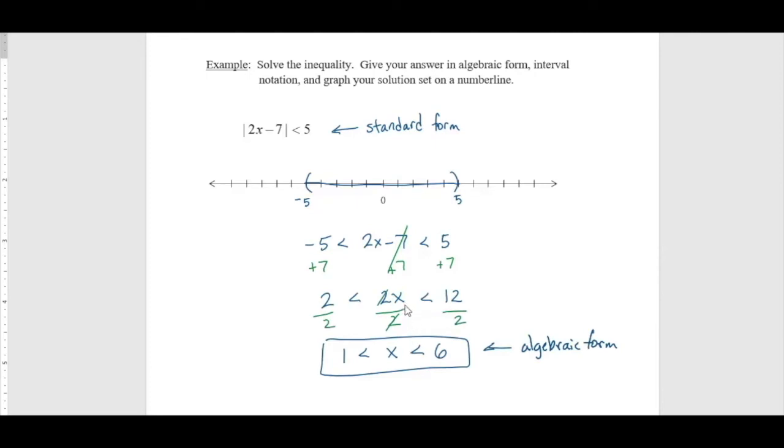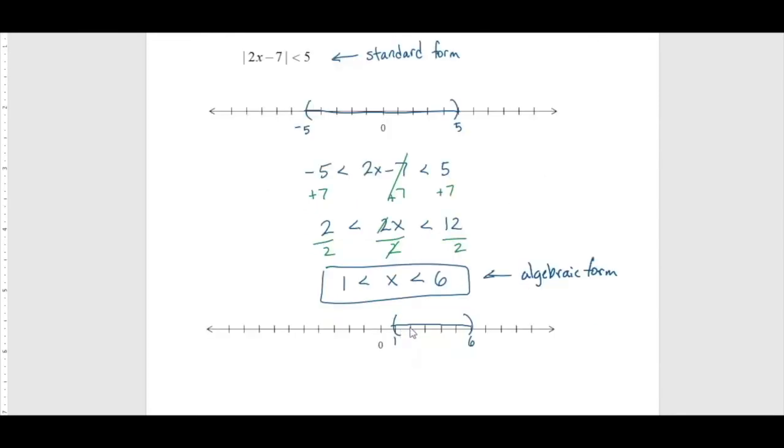And now we've isolated the variable. We have x is greater than 1 and x is less than 6. This is the algebraic form for the solutions of this inequality. It's easy to graph this on a number line. This is all the numbers that are greater than 1 and less than 6.